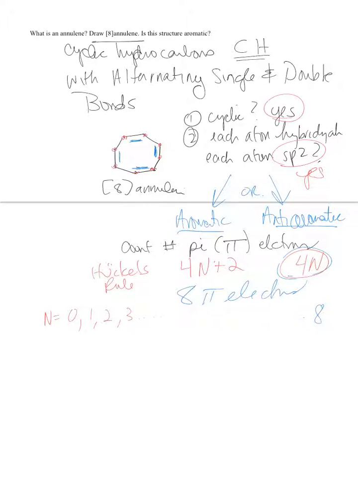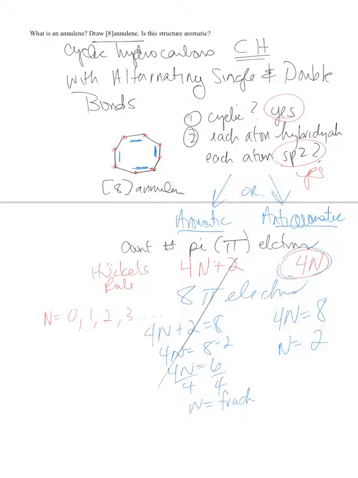So then the question is, 4n equals 8, so basically n equals 2. For 4n plus 2 equals 8, you'll see that 4n equals 8 minus 2, so 4n equals 6, n equals 6 divided by 4. This is going to give you a fraction, so this does not apply here. And this compound would be considered anti-aromatic, so it would not be aromatic.